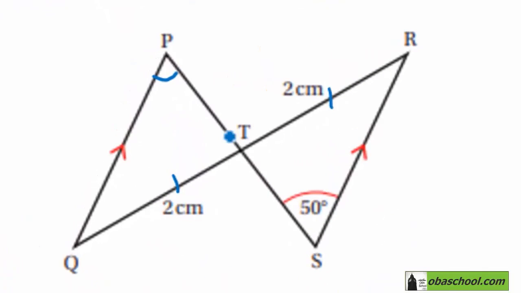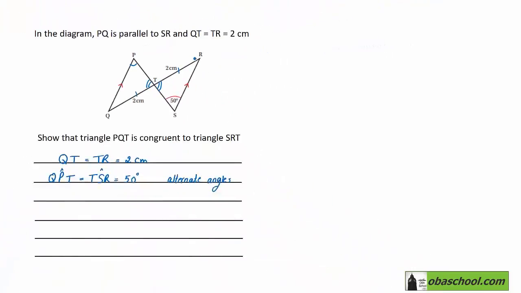Now, for the final, we have this angle right here equal to this one since they are vertically opposite angles, QTP and STR. So we have this pair of angles equal to each other. Now let's write it. PTQ is equal to RTS, vertically opposite angles. Now that we have proven two angles and one side equal to each other, the two triangles PQT and SRT are congruent by angle side angle.